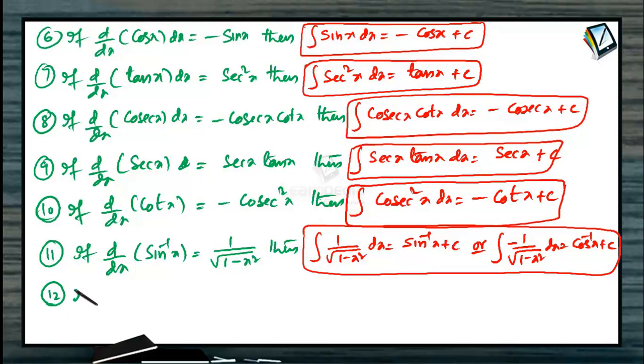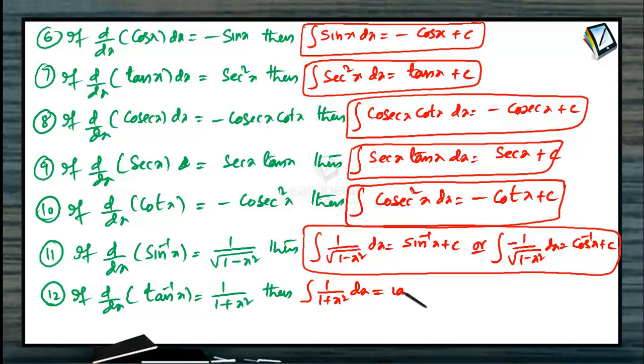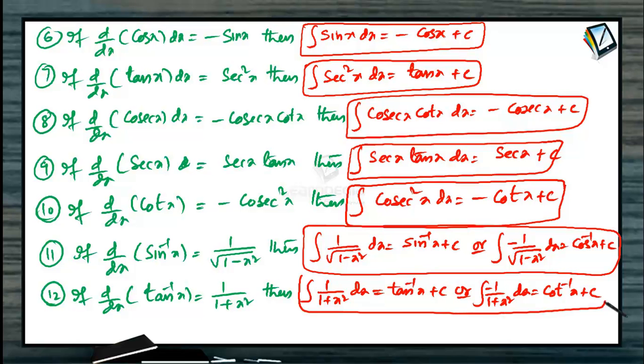Now 12th one is, if d by dx of tan inverse of x is 1 by 1 plus x square, then integral of 1 by 1 plus x square dx is equal to tan inverse of x plus c, or integral of minus 1 by 1 plus x square dx is cot inverse of x plus c. Both of these you can write.